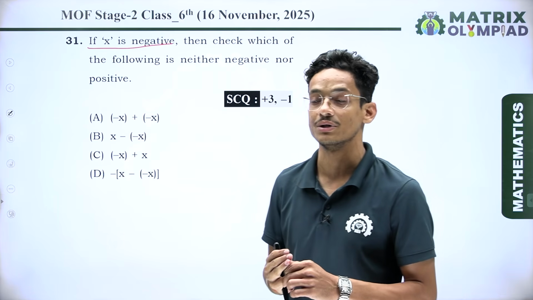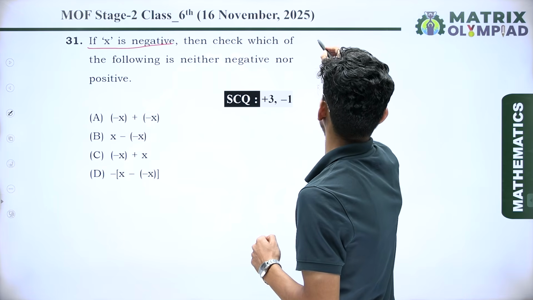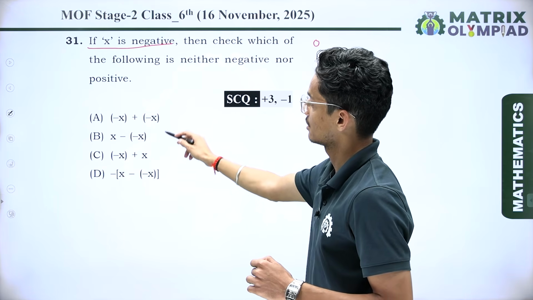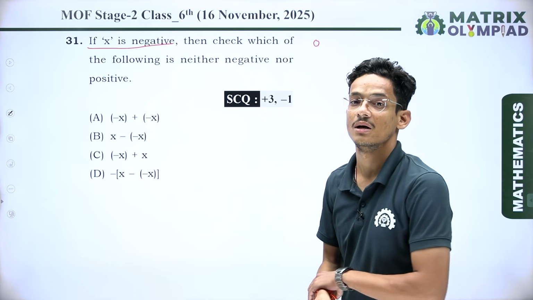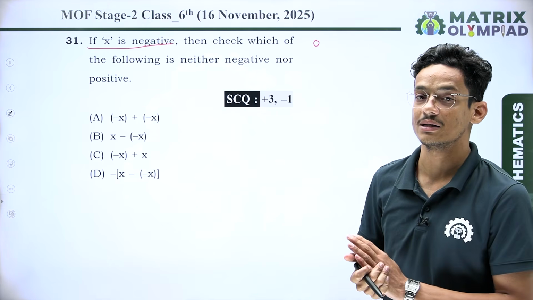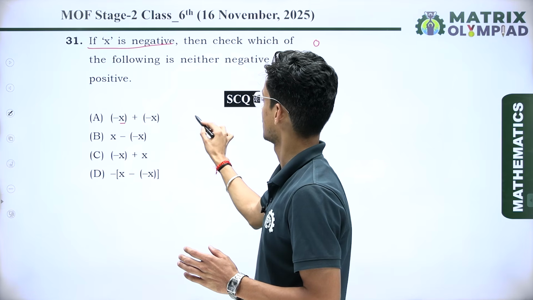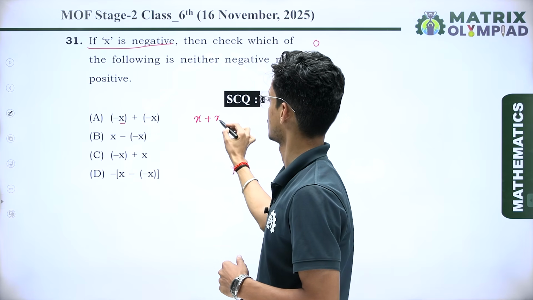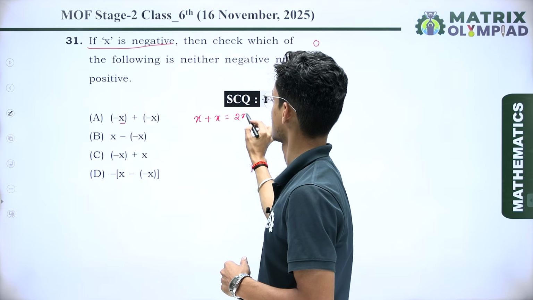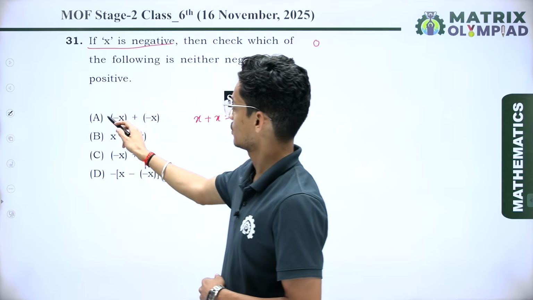Neither negative nor positive means 0. So we have to check, when we simplify all these options, which one gives the answer 0. So x is negative, so when we put negative here, we get positive, and again here we get positive, so positive plus positive, here we get 2x. This one is not 0, so this one is not possible.